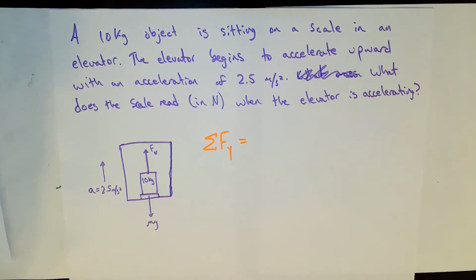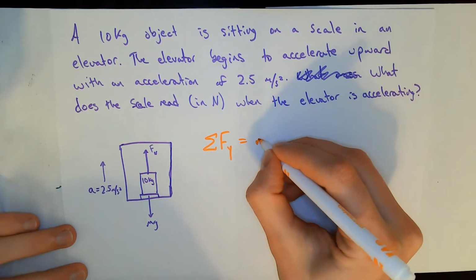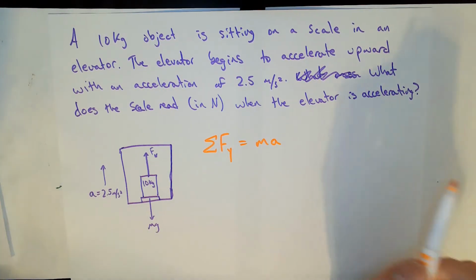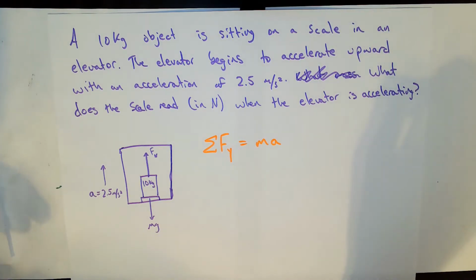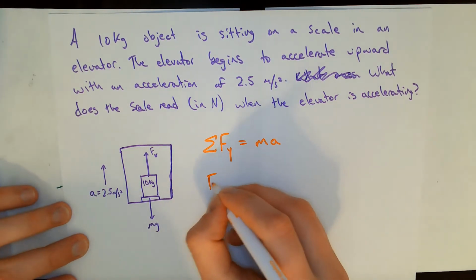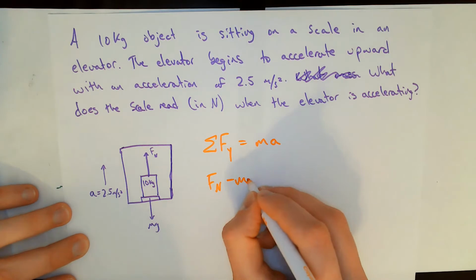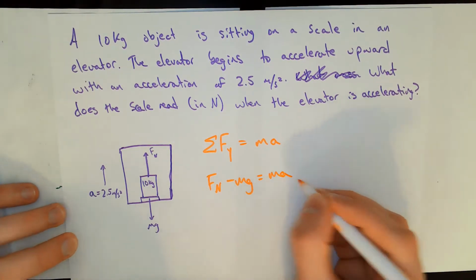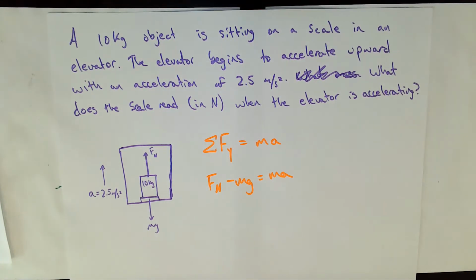There is an overall acceleration of 2.5 meters per second squared, so there is an overall force, a positive force going up. Okay, that's the overall force due to this acceleration. What are the smaller forces that are involved here? I have my normal force pointing up, I have my mg pointing down, and together these should sum to ma.